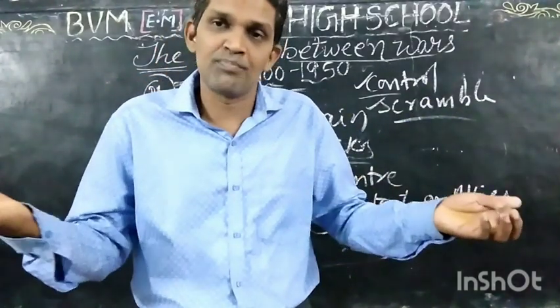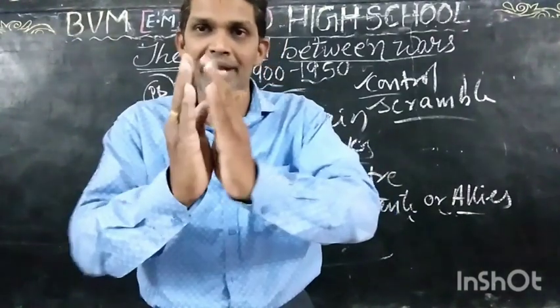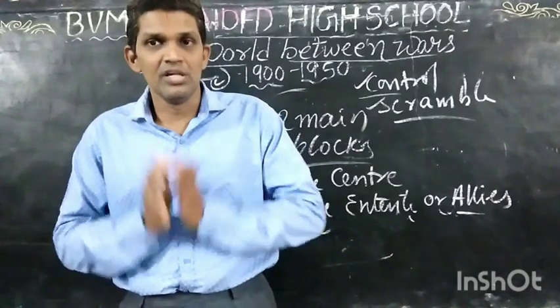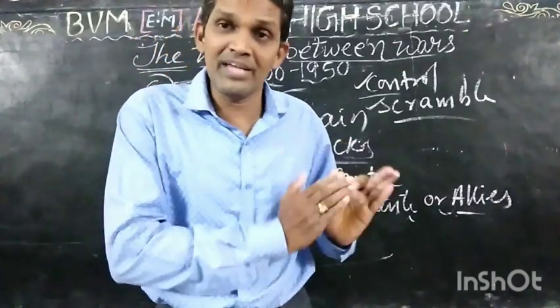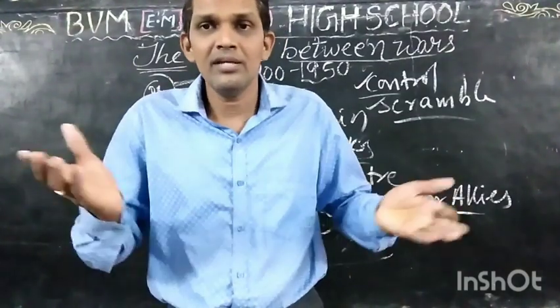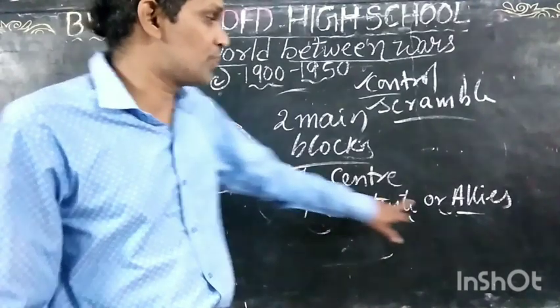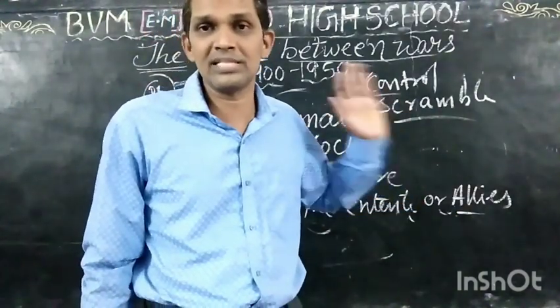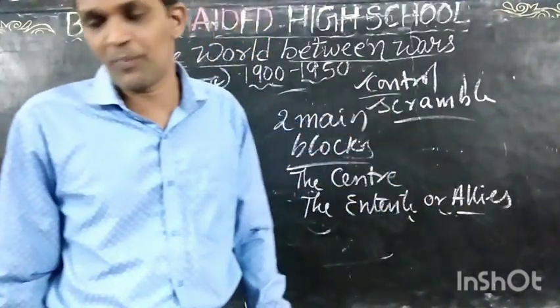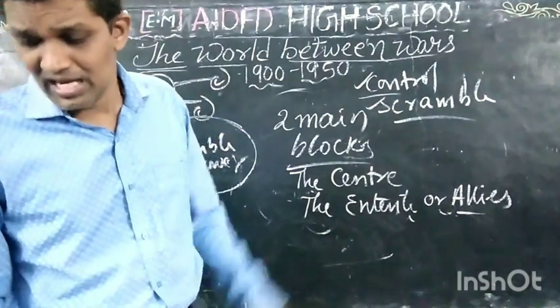That is the matter in politics. When you can't directly face a strong person, we should at least be with another strong person. Like that, they formed into the Central group and the Entente group or alliance group. So this is what happened in Europe at the time.